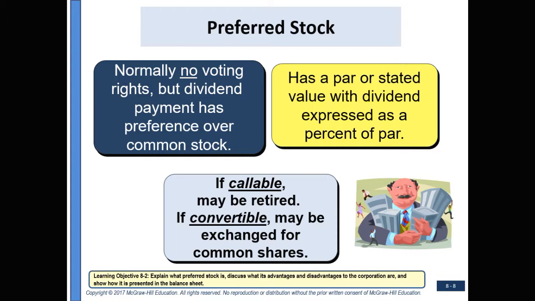Preferred stock will have a stated par value, and often that dividend is going to be expressed as a percentage of par. Some preferred stock can be callable, meaning that the organization can reach out to the stockholders and force them to sell it back for retirement. It can be convertible, meaning tied to it is an option to exchange their preferred stock for a stated number of common shares.